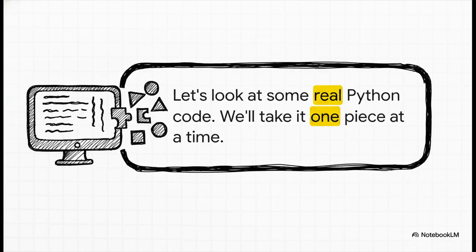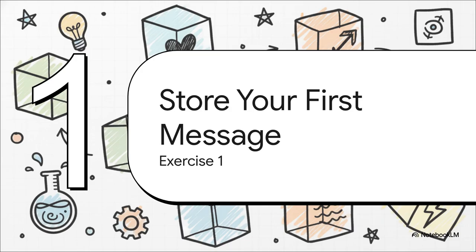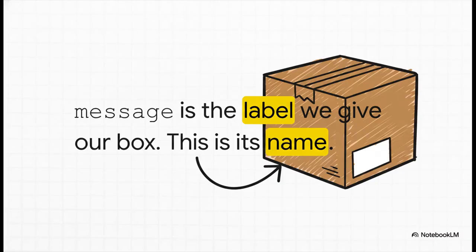All right, enough talk. Let's look at some actual code. And hey, don't worry if you have never seen a line of code in your life. We're going to break this down piece by tiny piece. So for our first exercise, our only goal is to store a simple message. We're going to create our very first memory box and put something inside of it. The very first thing we do, we have to pick a name for our box. In this case, we're just going to call it message. This is our label. It's us telling the computer, okay, get ready, I'm making a memory box here, and I want its name to be message.